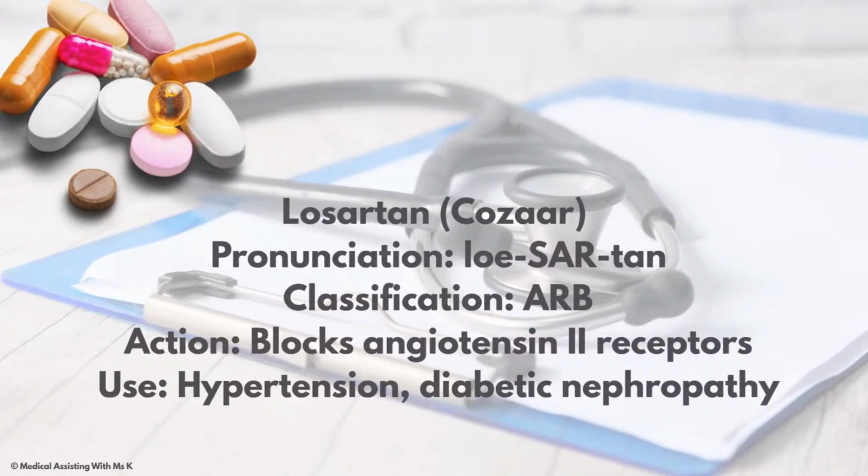Losartan. Cozaar is the brand. Losartan is the generic. Its classification is an ARB. So similar to the ACE inhibitors, it also lowers blood pressure by relaxing blood vessels. It blocks that enzyme I mentioned, the angiotensin, which causes the blood vessels to constrict, which will raise blood pressure. The use is for patients with hypertension and then diabetic nephropathy.